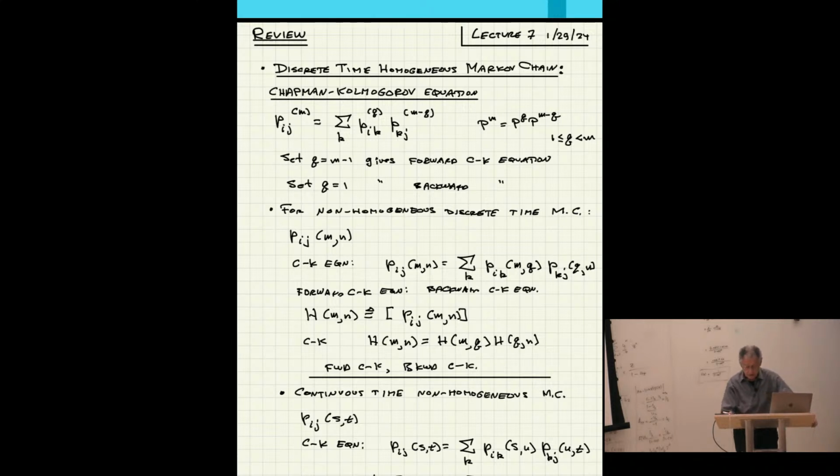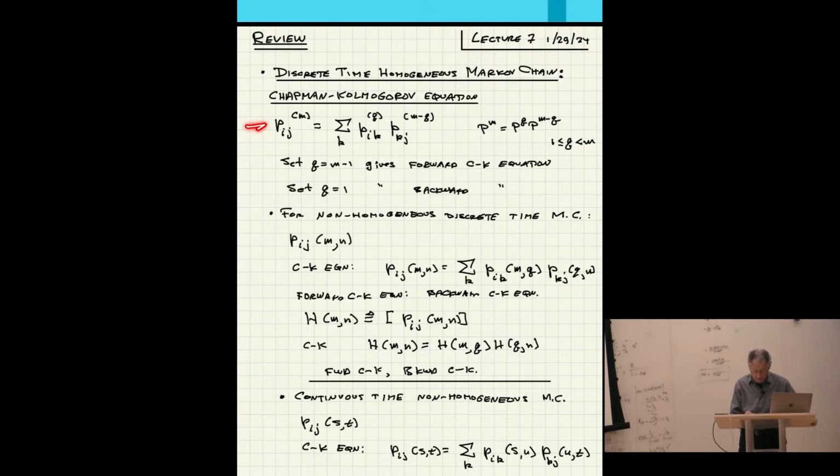And introduced the Chapman-Kolmogorov equation, which is shown right here. Basically, it says if you're going to go from state i to state j, on the way from i to j, you'll pass through an intermediate state k, some arbitrary intermediate state. So you go from i to k and k to j in a total of m steps. The first q steps from i to k, the remaining m minus q from k to j. So this very simple equation describes the possible paths you could have taken from i to j in m steps.